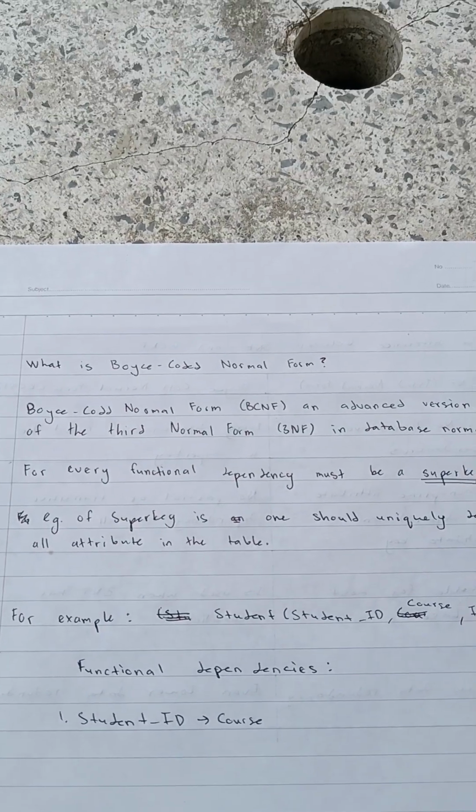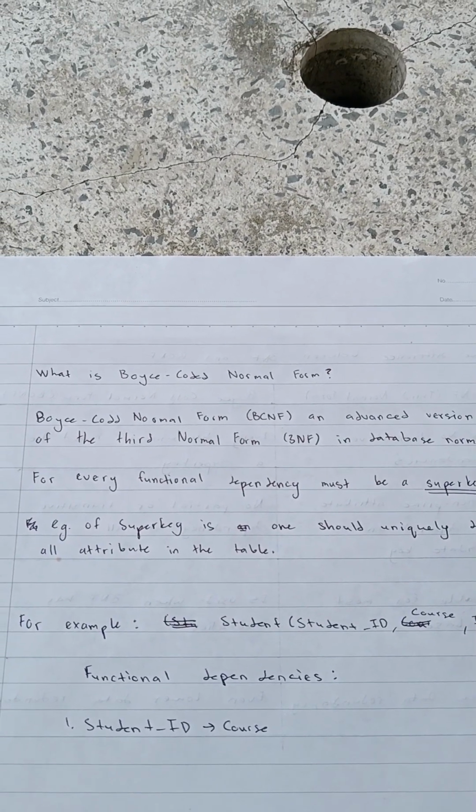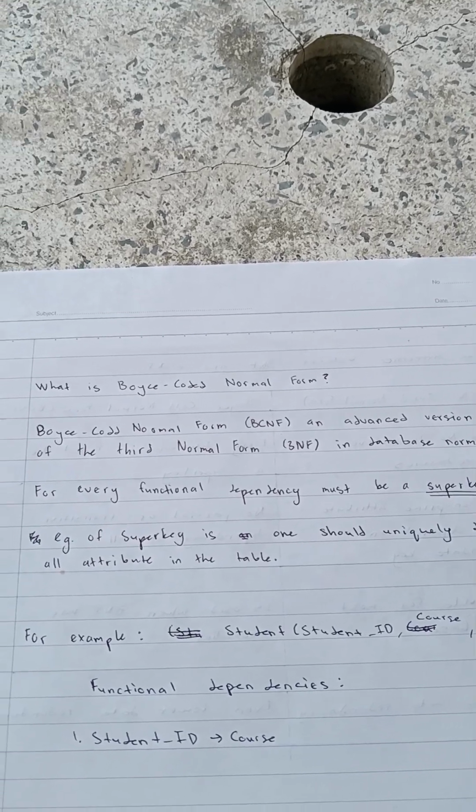I'm from DTK4A, and today I am about to present what is BCNF, also known as Boyce-Codd Normal Form, and the difference between third normal form 3NF and Boyce-Codd Normal Form BCNF. So, what is a BCNF? BCNF is also known as Boyce-Codd Normal Form.